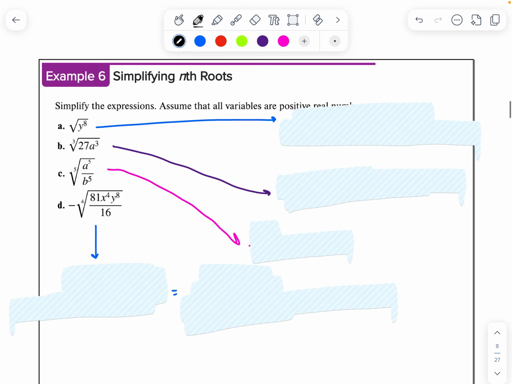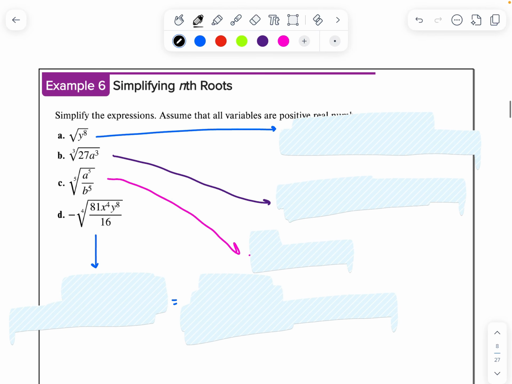Here are a few for you to try. Following the same idea as the very last one, y to the 8th is the same thing as y to the 4th, squared. And so now that the index and the exponent match, and they're even, we get the absolute value of y to the 4th.